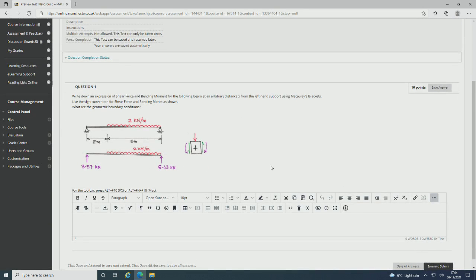So it could be something like, I give you a beam and say write down the expression of shear force and bending moment for the following beam at an arbitrary distance x from the left hand support using Macaulay bracket, and use the sign convention for shear force and bending moment, so not bending moment as shown, and what are the geometric boundary conditions. So you have to type in the answer in the box given below.